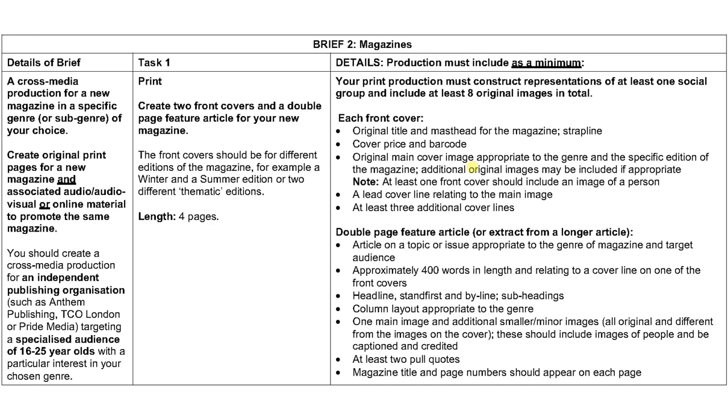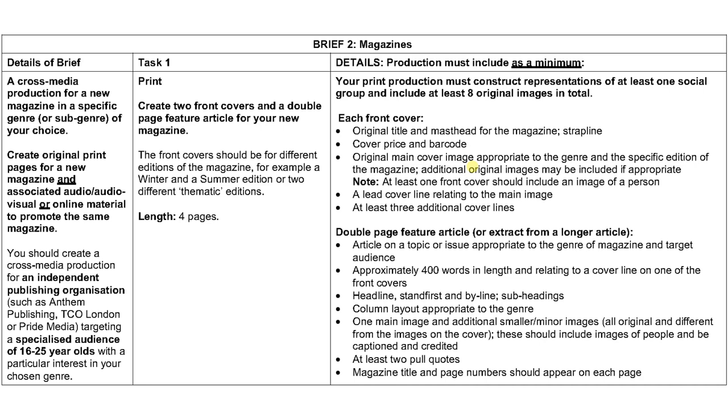Obviously, it's got to have a headline, a stand first or deck, whatever you want to call it. It has to have a byline. With that, it should have photo credits. It doesn't say that, but we should put them in there anyway. It has to have subheadings, or crossheads as they're technically called. It has to have a column layout that's appropriate to the genre of the magazine. However many columns you have should be based on whichever ones you've researched.